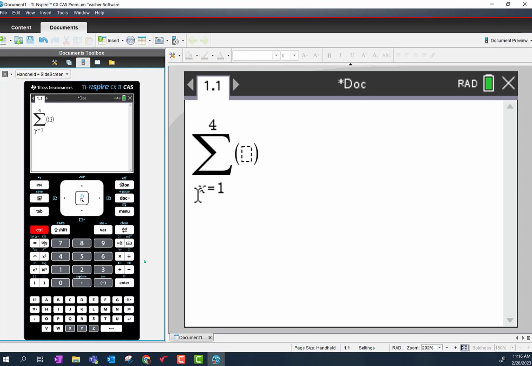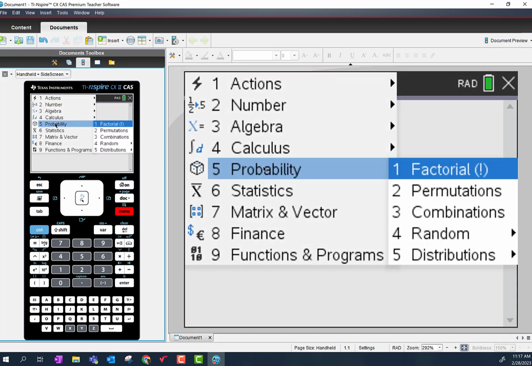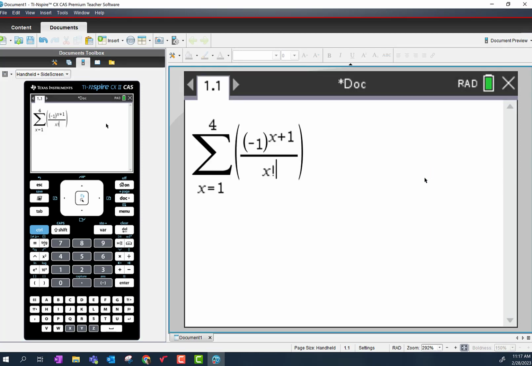So I'm going to put a fraction in there. So we've got -1 raised to the, and I'm just using x's, x plus 1 over x factorial. The factorial, there's probably an easier way to find it. Where I found it was menu, probability, factorial. I wish there was an easier way for it. I don't know, maybe there is, but we can look at that later.